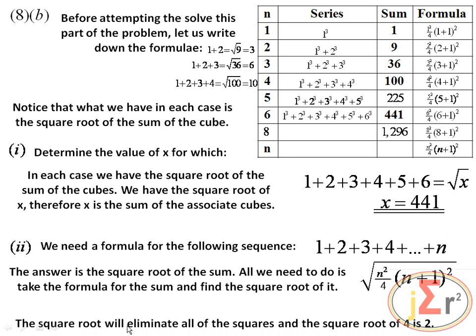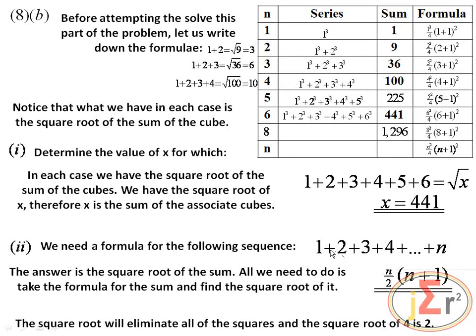The square root will eliminate all of the squares, and the square root of 4 is 2. Do not forget that taking the square root will eliminate the squares. The square root of n squared is n. The square root of n plus 1 all squared is n plus 1. And the square root of 4 is 2. It turns out to be n over 2 times n plus 1. So there we have it.